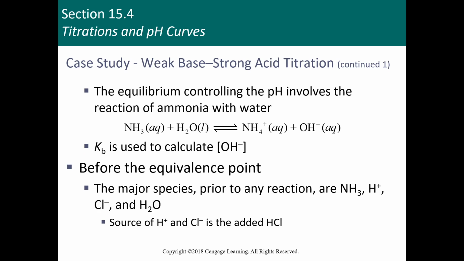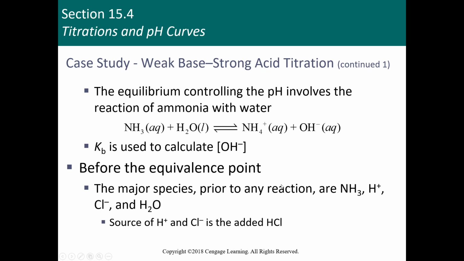So the equilibrium controlling the pH is going to be this equilibrium right here, of NH3, the base, reacting with water to make its conjugate acid. So the Kb is going to be used to calculate our OH minus concentration.